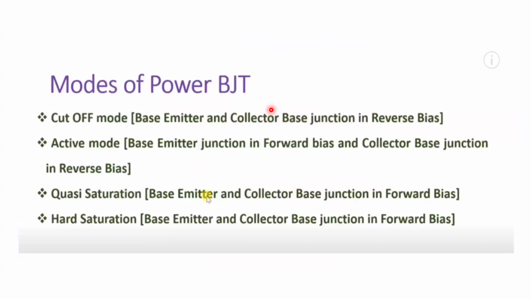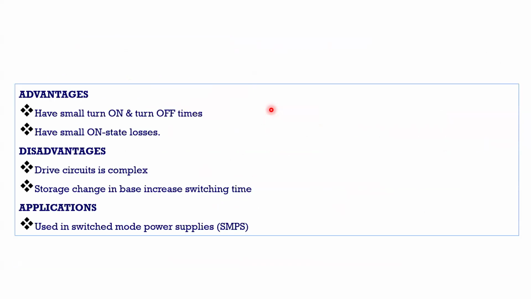So these are the four modes which I have told you: cutoff mode, active mode, quasi-saturation mode, and hard saturation mode. So what are the advantages of using this power BJT? It has small turn-on and turn-off times, and it acts as a bipolar device. High switching frequencies are there, and low cost, small on-state losses.